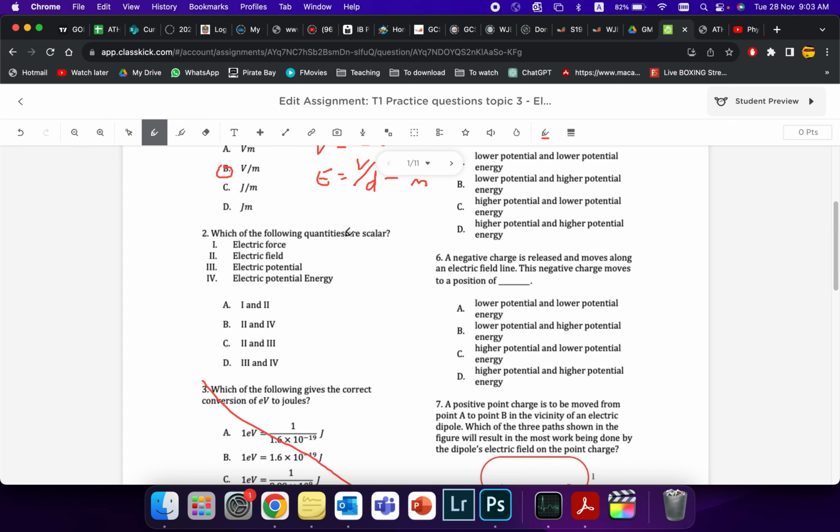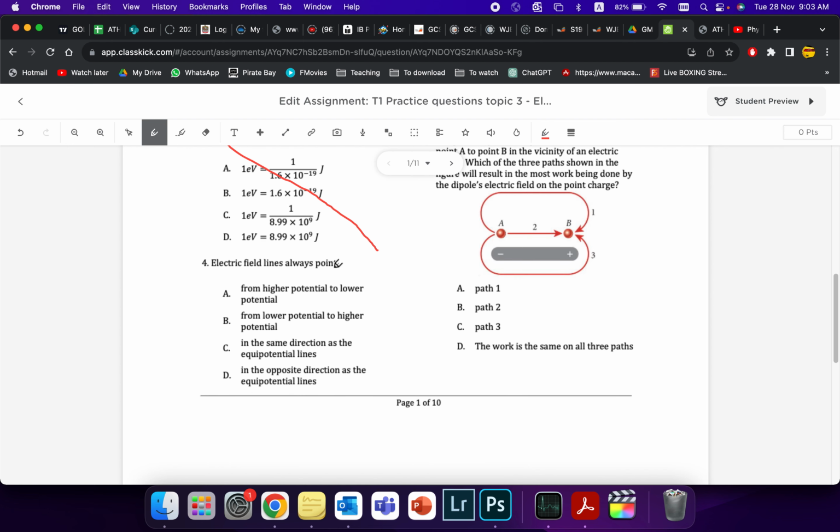Which of the following are scalar? So this is a pretty simple question. Force is not, that's a vector. Field is a vector. Potential is a scalar, and potential energy is a scalar. That's great, so 3 and 4. So what that means is if you're doing any calculations involving these, you must include the minus if it is a negative charge. For these two, you do absolute values only. You do not include the minus. Alright, so that's been cancelled.